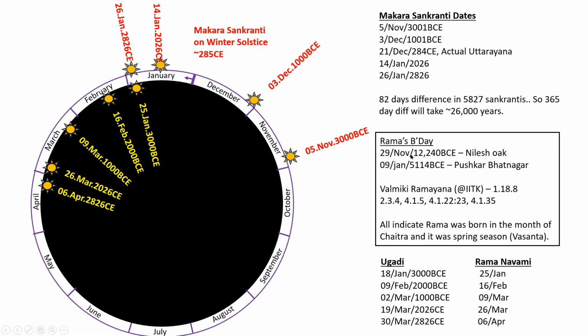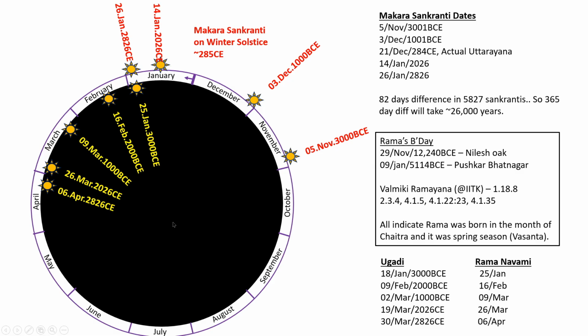So if we take 29th November, it is even before winter, it is the post-monsoon season in India. Just after monsoon, the end of November, and just before the beginning of winter. December, January, February is winter. It's just early winter. He was born in early winter, according to Nilesh Oak. This other one is also winter, the middle of winter, according to this dating. But in the scripture, it is written that he was born in Chaitra, the spring season.